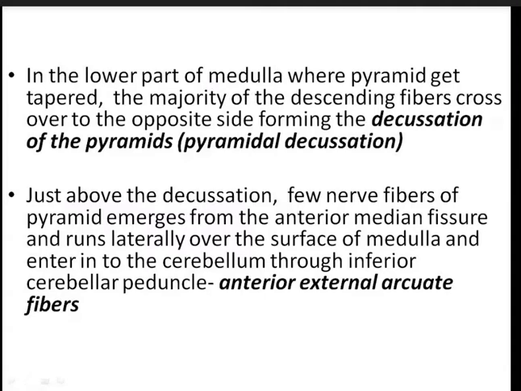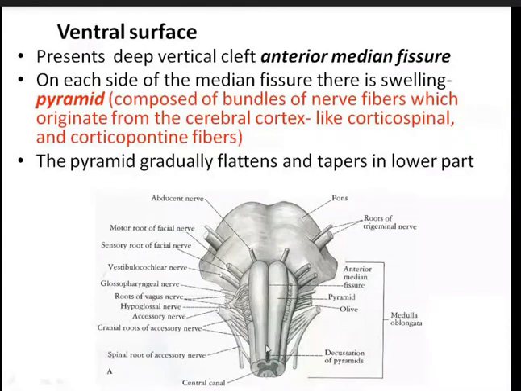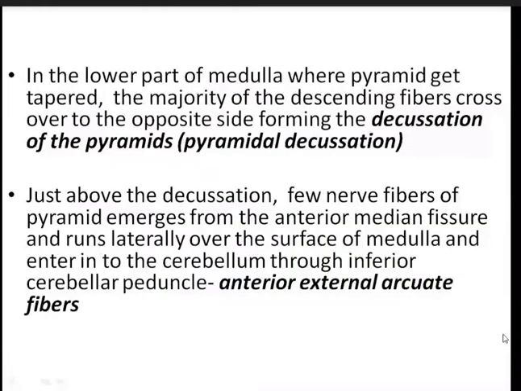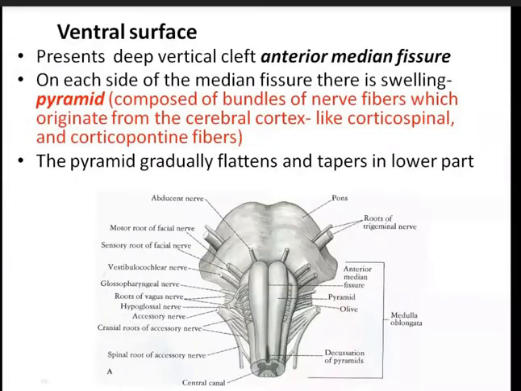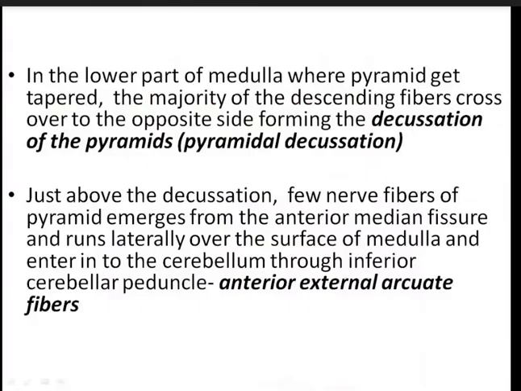So just above the decussation, a few nerve fibers of the pyramid emerge from the anterior median fissure and run laterally over the surface of the medulla and enter the cerebellum through the inferior cerebellar peduncle. These are known as the anterior external arcuate fibers. Here we can see the anterior median fissure, which is shallow in the lower part because of the decussation, or the crossing, of the corticospinal tract. So they are the decussation of the pyramid.